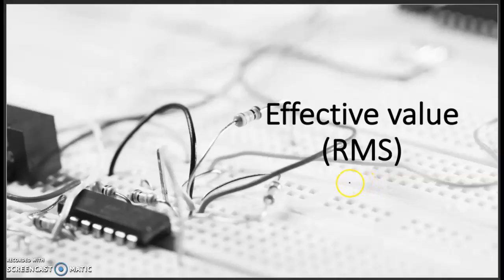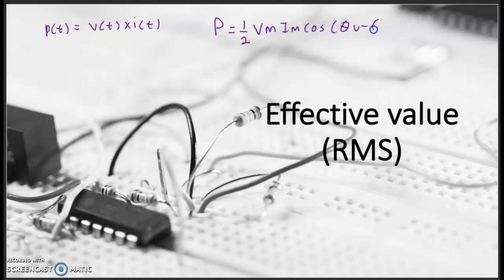As a summary, what is the instantaneous power? It is your v(t) multiplied by i(t). And what is your average power? It is a constant. The formula is half Vm Im cosine theta V minus theta I. This is what we call average power, measured in watts. How do you get this? You integrate this over time, over the period. So the one that we learned just now is Vm Im.